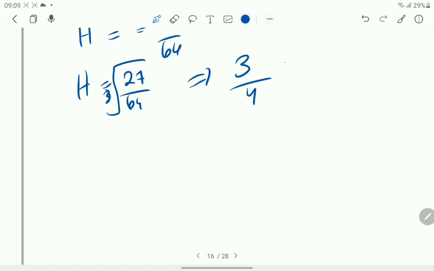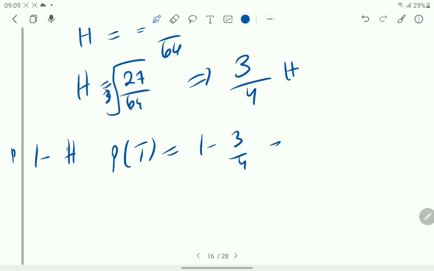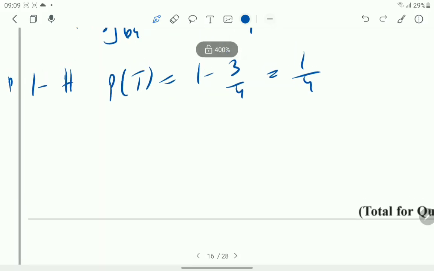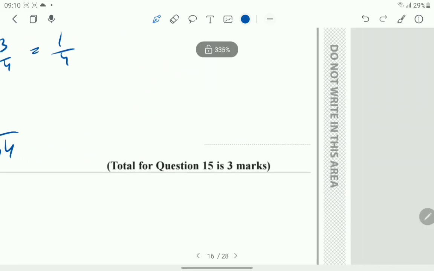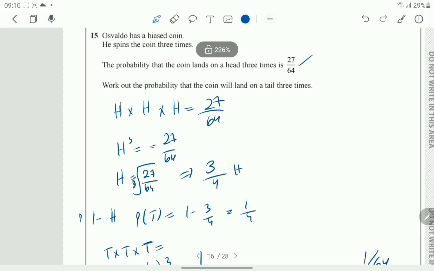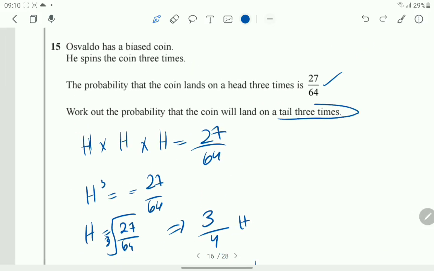So this is the probability of head, and so the probability of tails would be 1 minus the probability of head. So the probability of tails is actually 1 minus 3 by 4, which gives us 1 by 4. And so the probability of tails coming three times is found using the same logic. So t cube is (1 by 4) cube, which gives us 1 over 64. So this is the probability of the coin landing on tails three times.